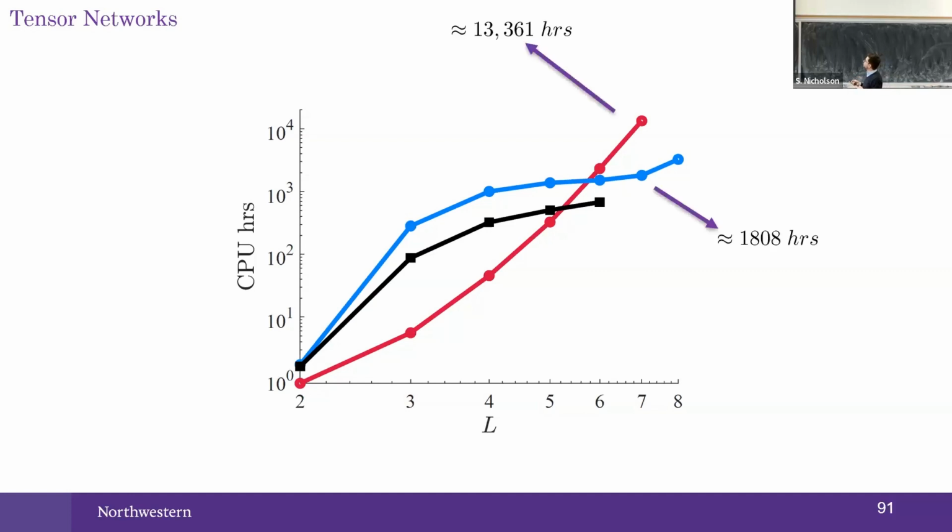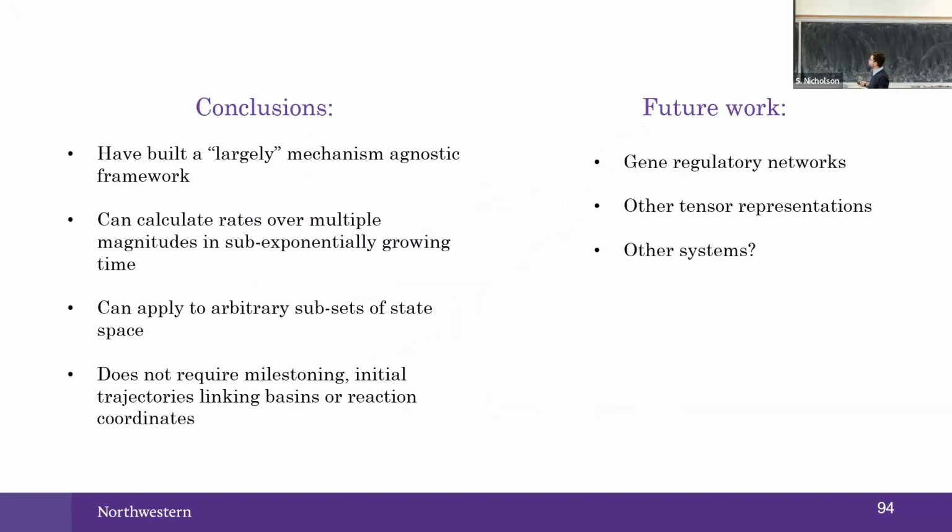So what are some numbers? This one took 13,000 hours. This one took 1,800 hours. This is not parallelized, by the way, so this is just in serial. At L equal to 8, this took 3,200 hours, and this would have taken, as we know, approximately 11.9 years. So it's much nicer scaling.